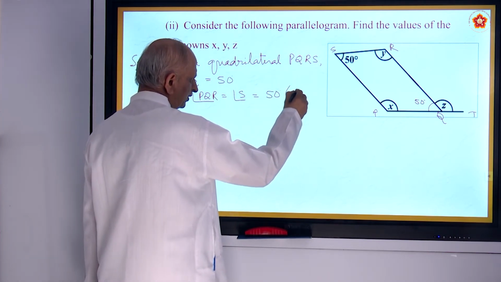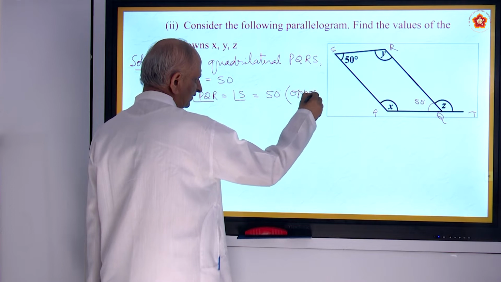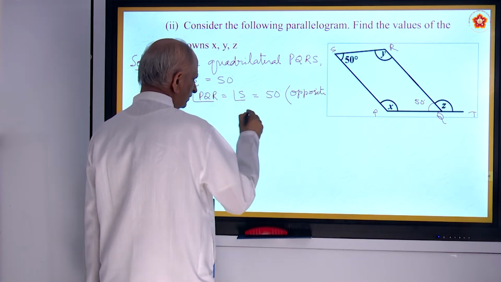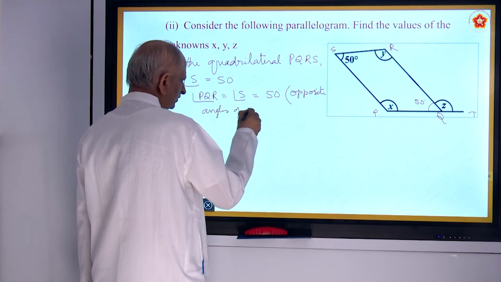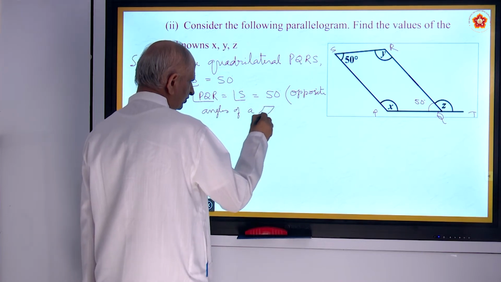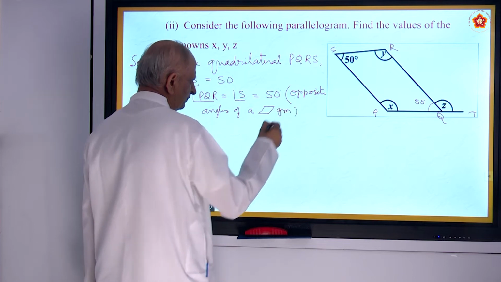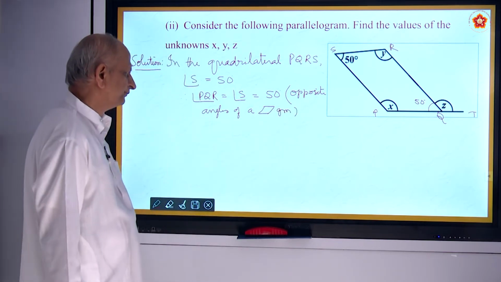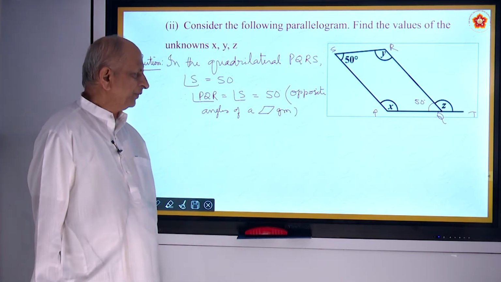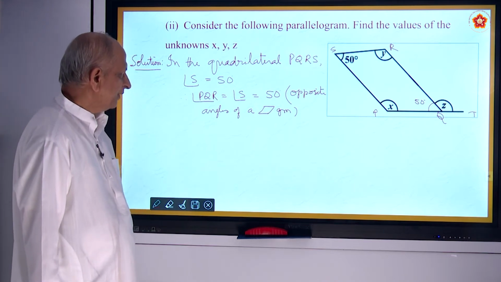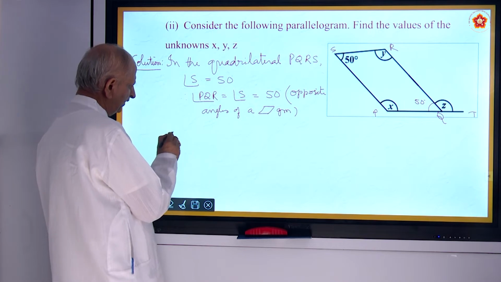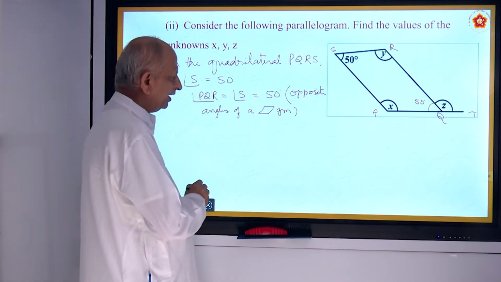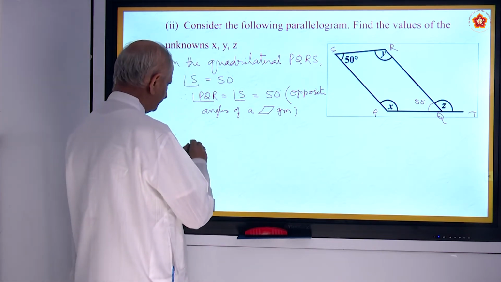Reason is opposite angles of a parallelogram. I will use the symbol here now, parallelogram. So, one is got. Now, what about x and y? And therefore, you can write angle QPS.